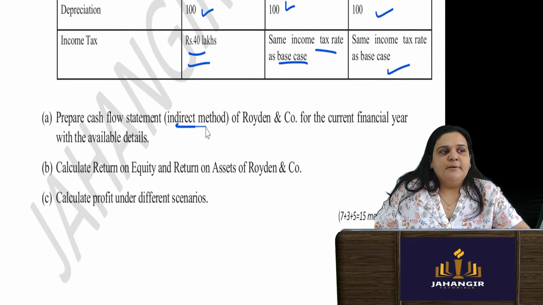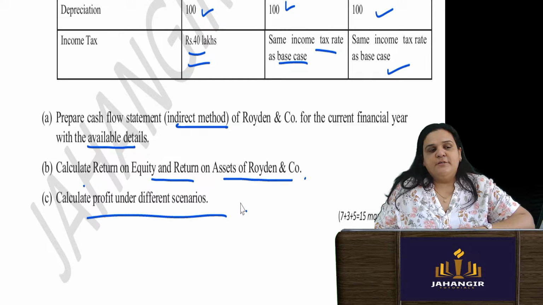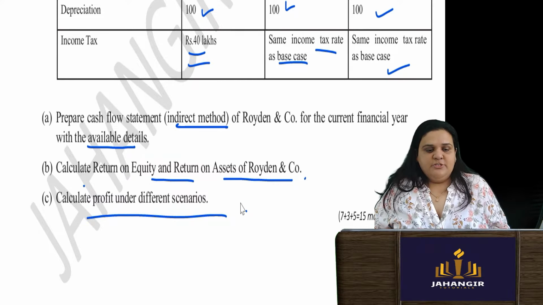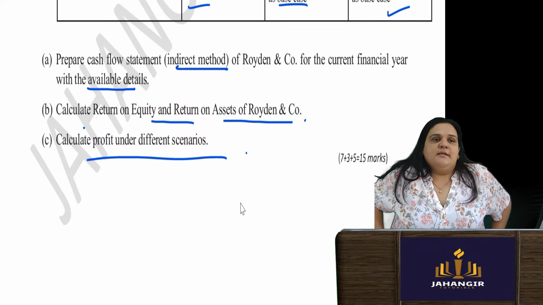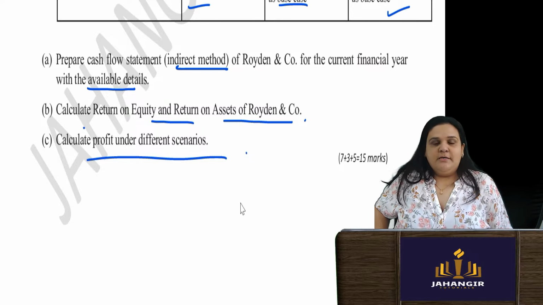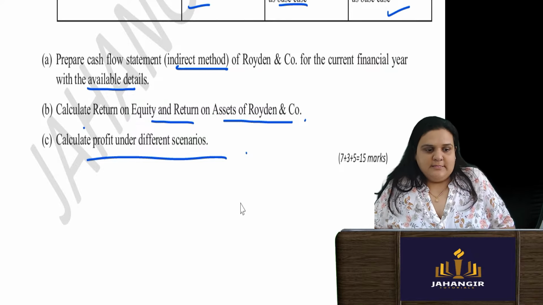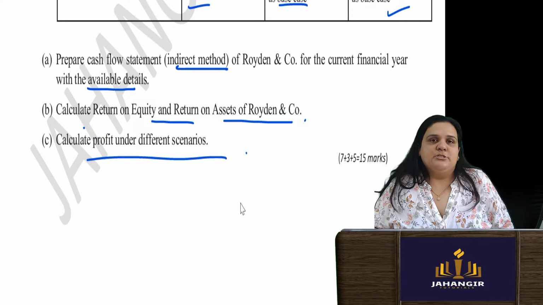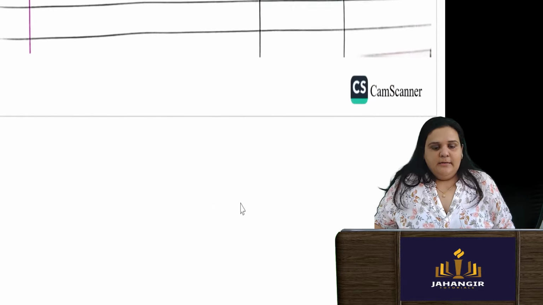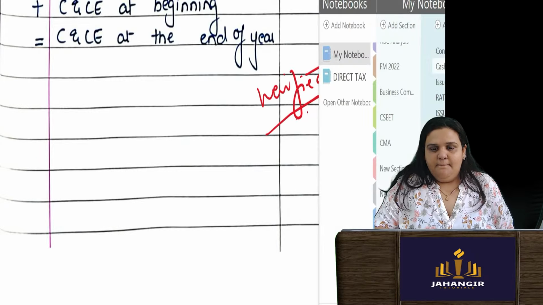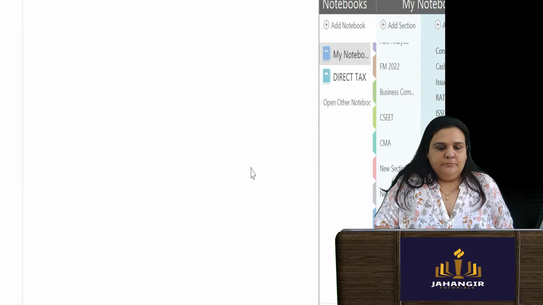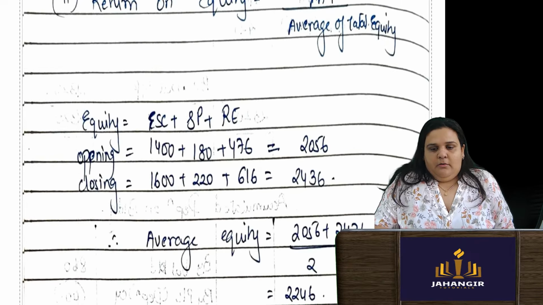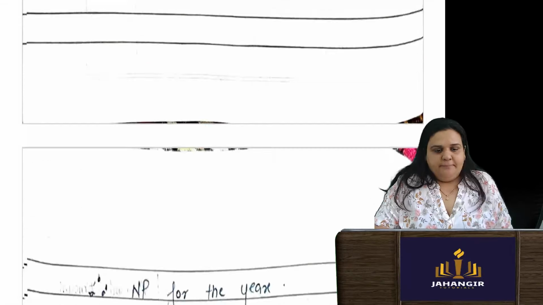Prepare cash flow statement by indirect method of Royden Company for the current financial year with the available details. Calculate return on equity and return on assets of the Royden Company. Calculate profit under different scenarios. There are 2-3 chapters which they have mixed and asked. They're asking ratio analysis, they're asking financial statement interpretation and cash flow statement. 15 marks compulsory question. Okay, let us do this. First part, A.